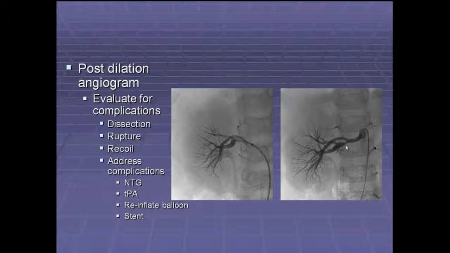Another question that came up was a more technical question. You use a 014 wire. What system do you use? What sheath size do you use? How do you make those decisions as you start out?